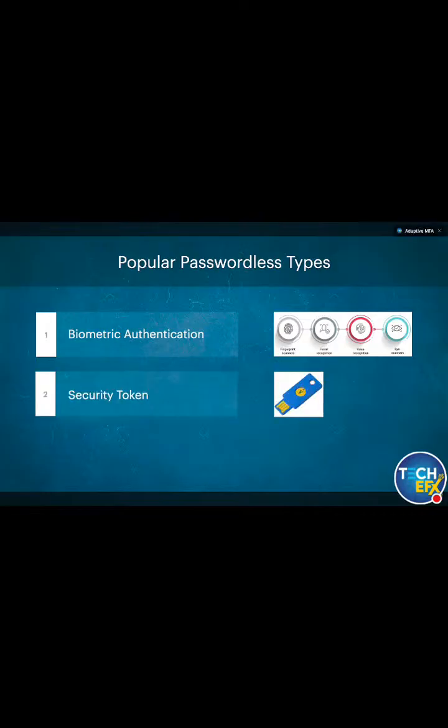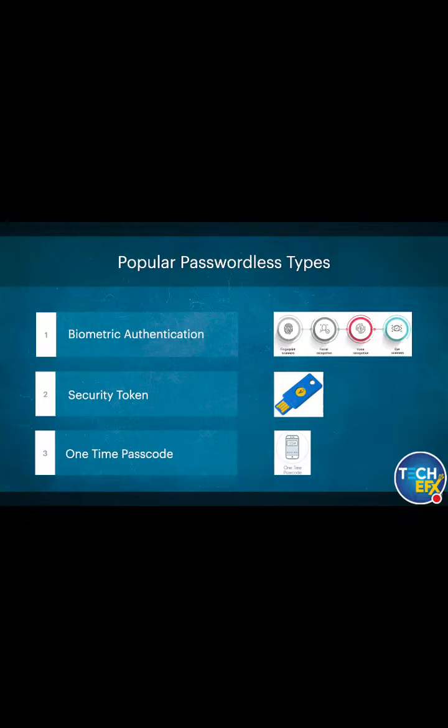The second one is security tokens. This method uses a physical device such as a USB key or smart card to generate a one-time code that is used to authenticate the user. Security tokens are highly secure as they are difficult to duplicate or steal. They also provide an additional layer of security as the token must be in the possession of the user to access the service. Some popular security tokens are Google's Titan Security Key or Yubico's YubiKey.